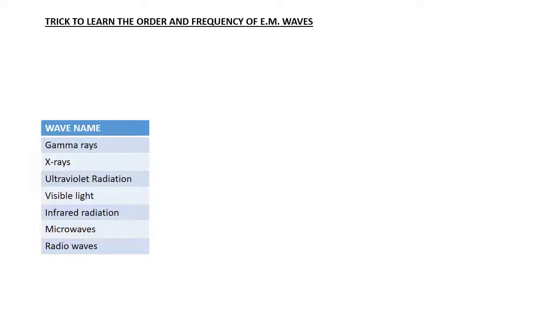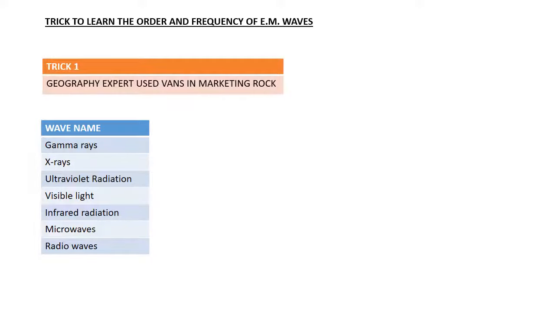The trick to learn this list of waves is going to be a simple sentence that is easy to remember. Nothing hard, you can just remember the sentence and recollect the list just by using that simple sentence. And the sentence is: geography expert used vans in marketing rocks. So you can imagine a geography expert guy who used some vans to market some rocks.